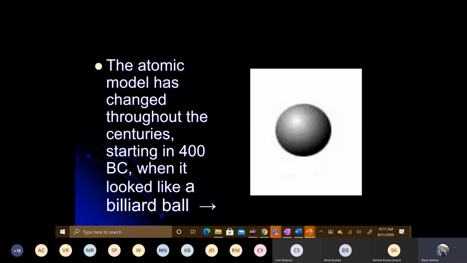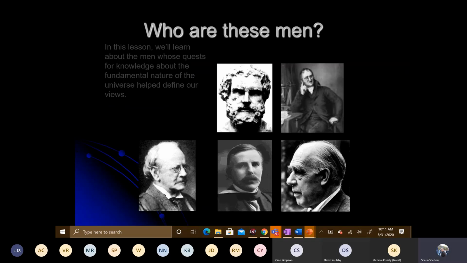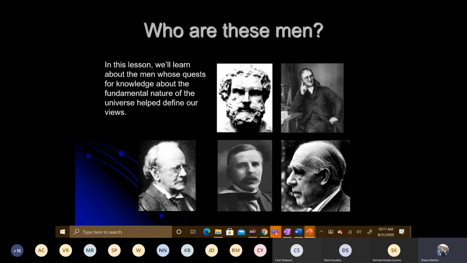So now to start, the atom actually comes back to the Greek era. And so the atom actually started with this appearance here. What you see is a billiard ball. A billiard ball is like a pool ball, or a bowling ball for that matter. You can think of a bowling ball. So the men that are responsible for coming up with the atom that we see today, these are just a few of them. And so we're going to be looking at these guys and talking about what they discovered and how important that was to our understanding of what the atom is.